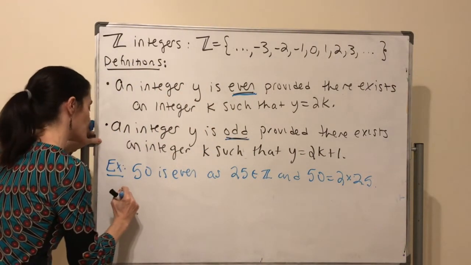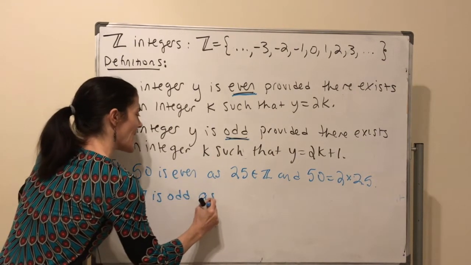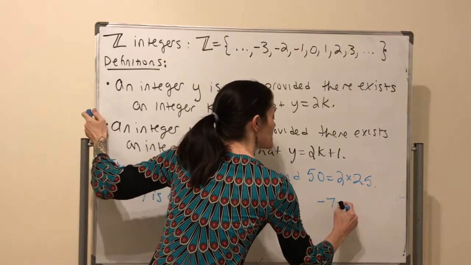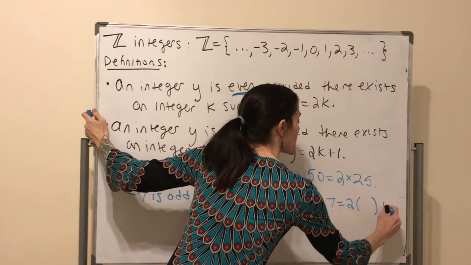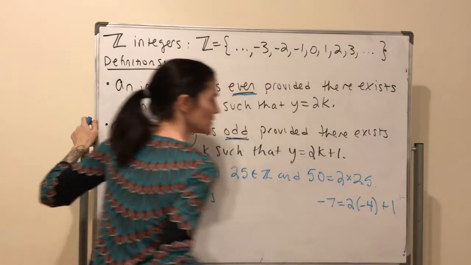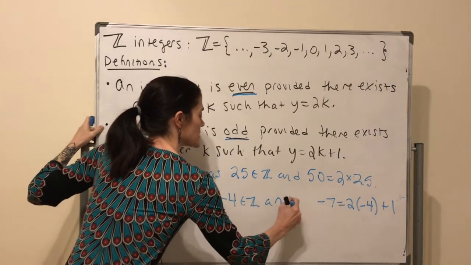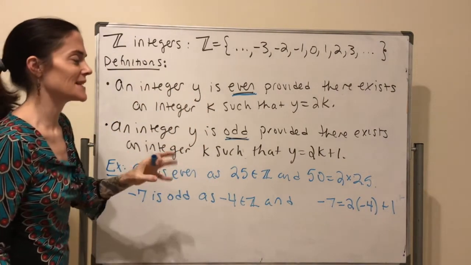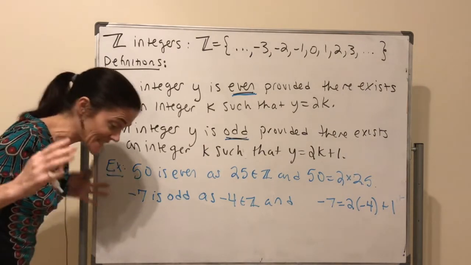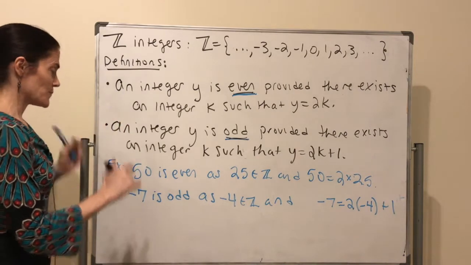Or another example. -7 is odd as, well, this one I need to think a little bit. I want -7 to be 2 times something plus 1. And so this will be -4. Okay, so as -4 is an integer, and then we have this. -7 is 2 times -4 plus 1. So this is the definition of even and odd, and this we will use in our proofs.